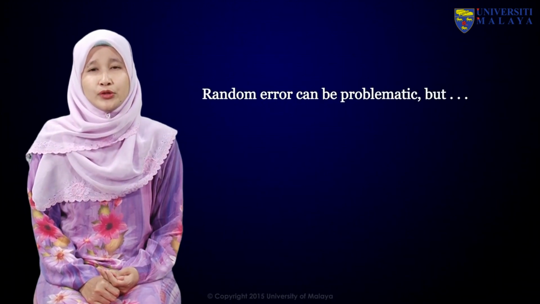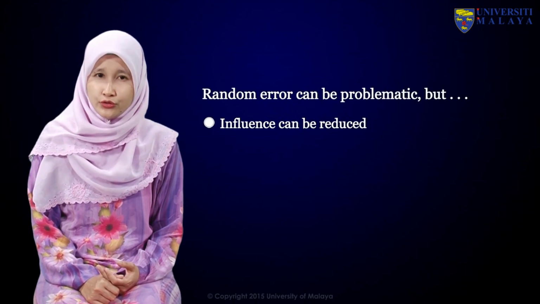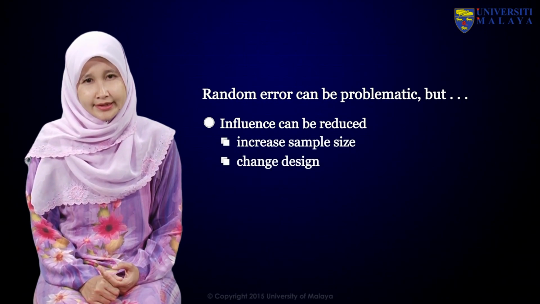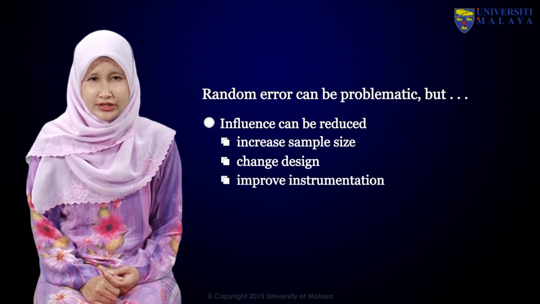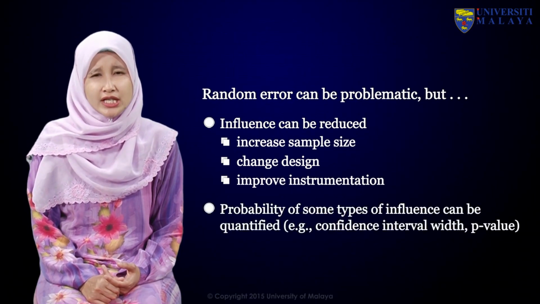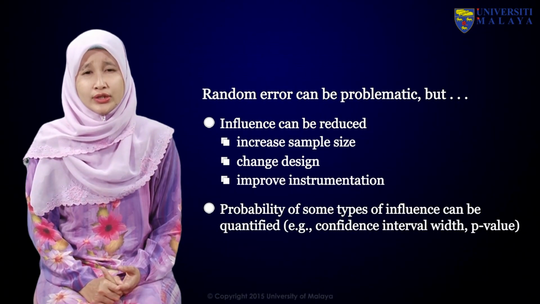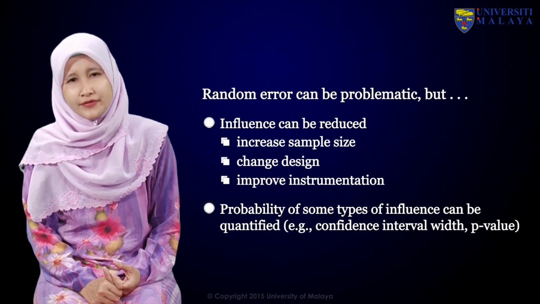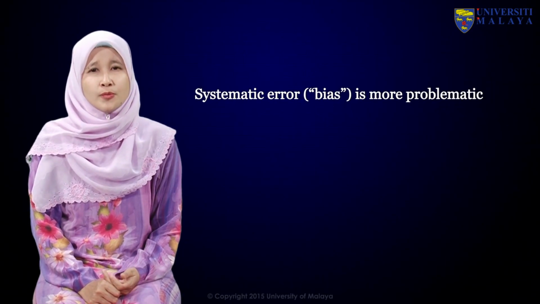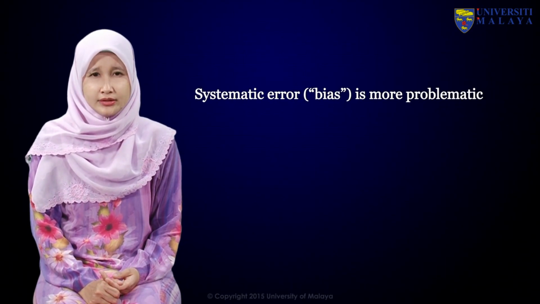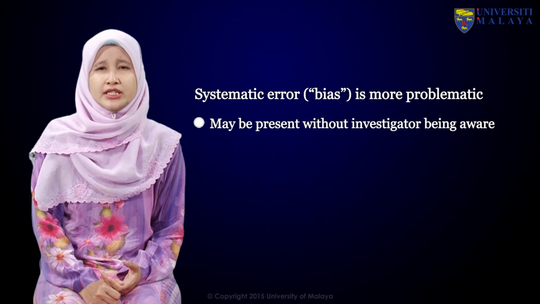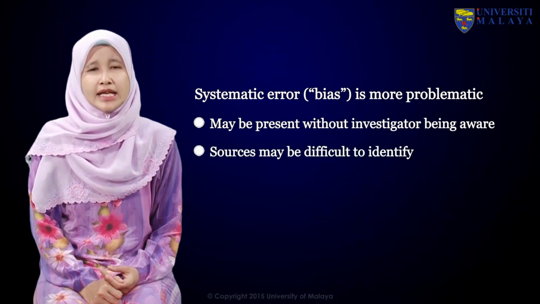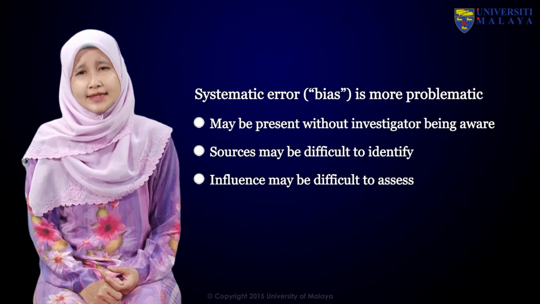Random error can be problematic, but this can be reduced by increasing sample size, changing the study design, or improving the instrumentation. Probability of some types of influence can be quantified, for example, using confidence intervals or p-value. Systematic error or bias is the more problematic. This may be present without the investigator being aware. Sources may be difficult to identify and influence may be difficult to assess.